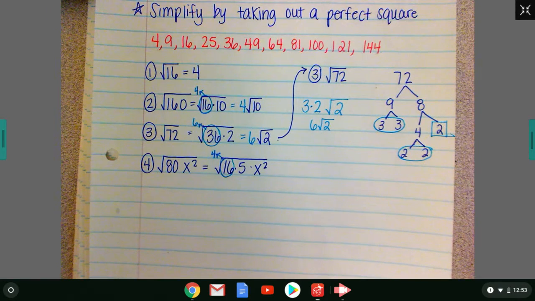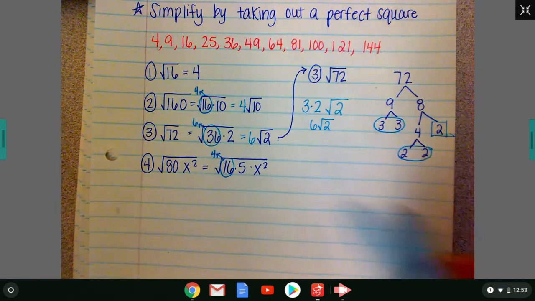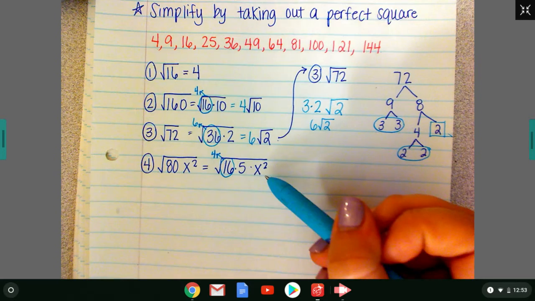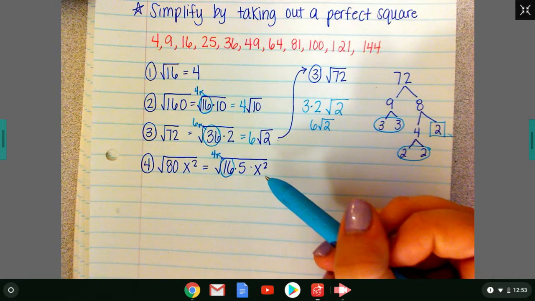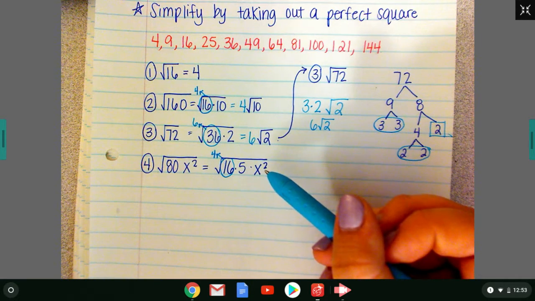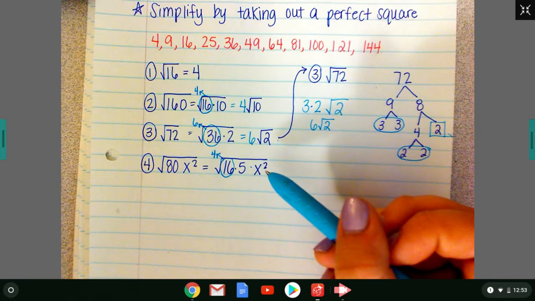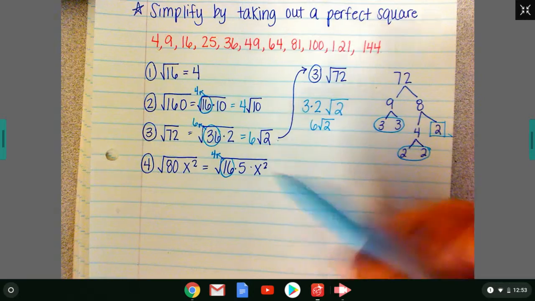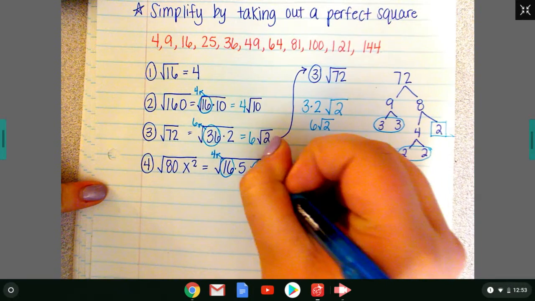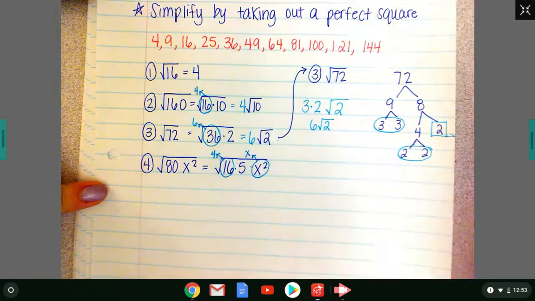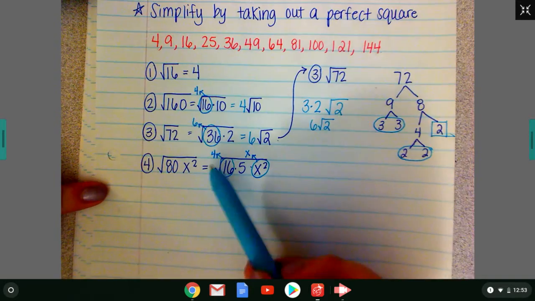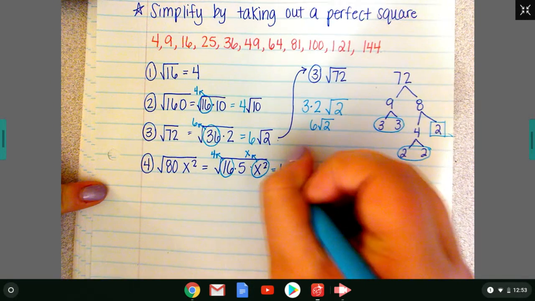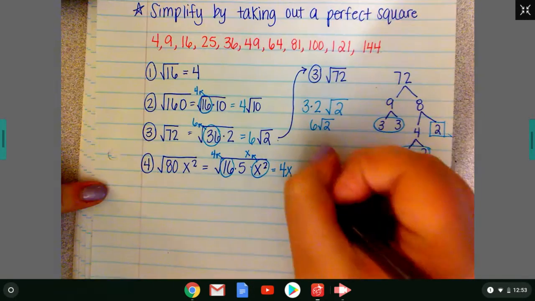And then the x squared, let's think about that for a moment. If we have the square root of x squared, which is what's happening here, we're really asking ourselves what times itself is x squared, which is just x. So x times itself is x squared. So the square root of x squared is x. So I can pull out an x. So on the outside, I have 4x. And on the inside, I had a 5.